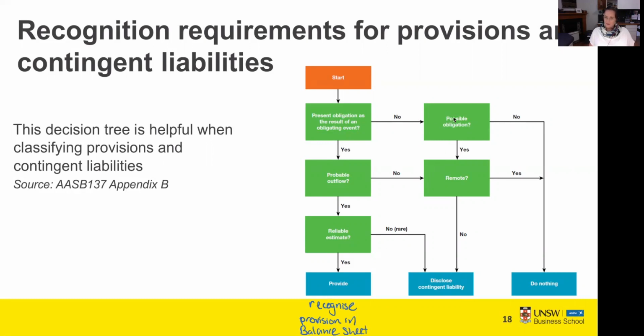If it is either a possible obligation, or it's not probable, or it cannot be reliably estimated, then we're going to disclose a contingent liability in the notes. If we don't meet any of the criteria, then we're going to ignore it and do nothing.